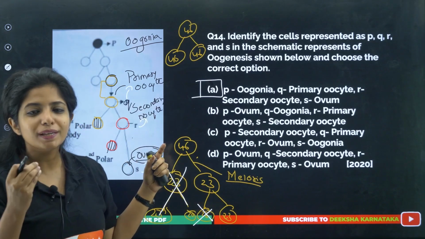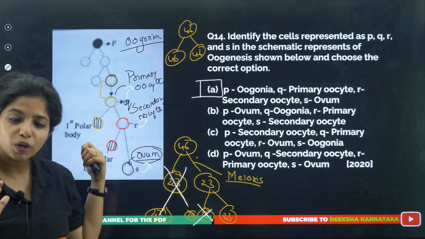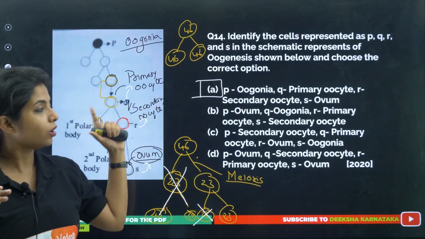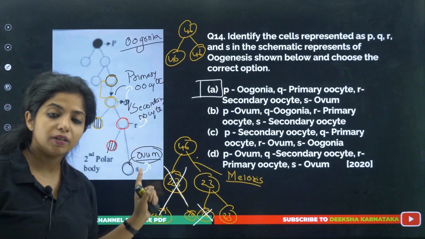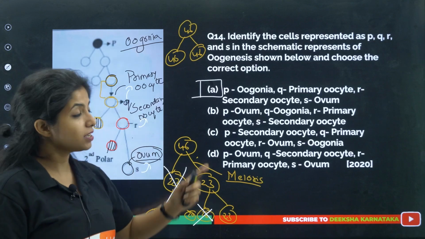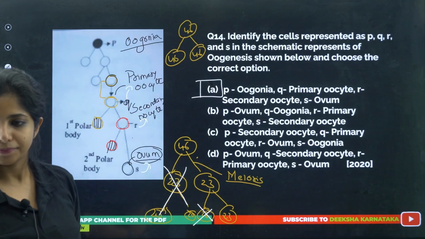I hope I am basically giving you tricks to remember. So first polar body always with primary oocyte, second polar body always with secondary oocyte. Secondary oocyte will be turning out into ovum. And the first guy which is there is known as oogonia.